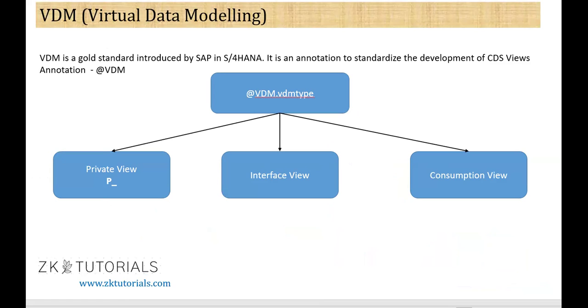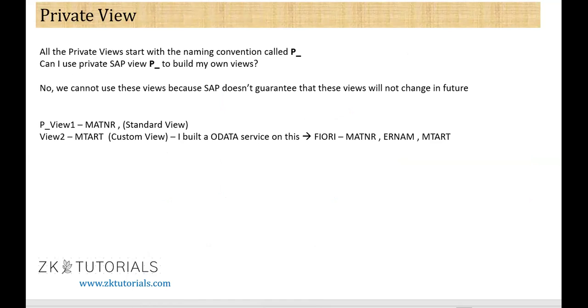In the previous session, we discussed the private view. What is a private view, guys? A private view is a standard view which starts with the naming convention P star. As I told you, you should not use this. We cannot use this private view because if SAP makes some changes there and you have used that view in your views, then if something gets messed up, SAP will not take care of that.